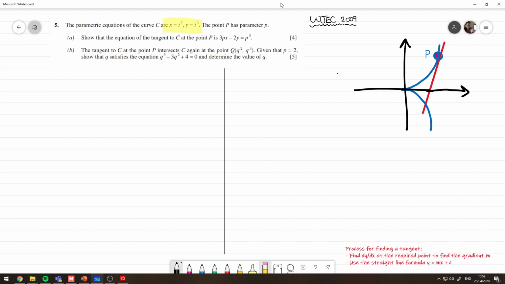It seems a bit strange. I'll get to that in a bit. We've got to show that the equation of the tangent is 3px take away 2y equals p cubed. So we've somehow got to come up with that formula.